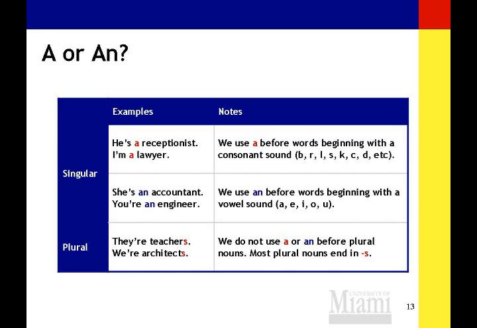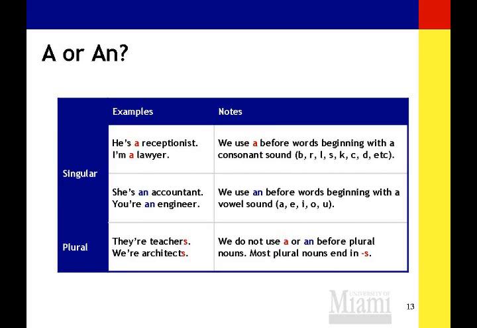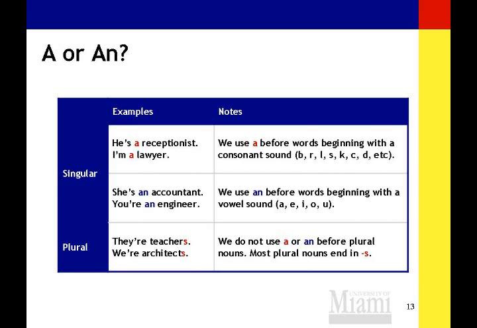So we use the article "a" before words that begin with consonants. Let's look at the first example. He's a receptionist. The consonant here is the letter R. And the second example, I'm a lawyer. And here the second word begins with the letter L. So we use the article "a." But let's look at the next one. She's an accountant. We use the article "an" before words that begin with vowels. And the vowels are A, E, I, O, and U. So look at the second example. You're an engineer.